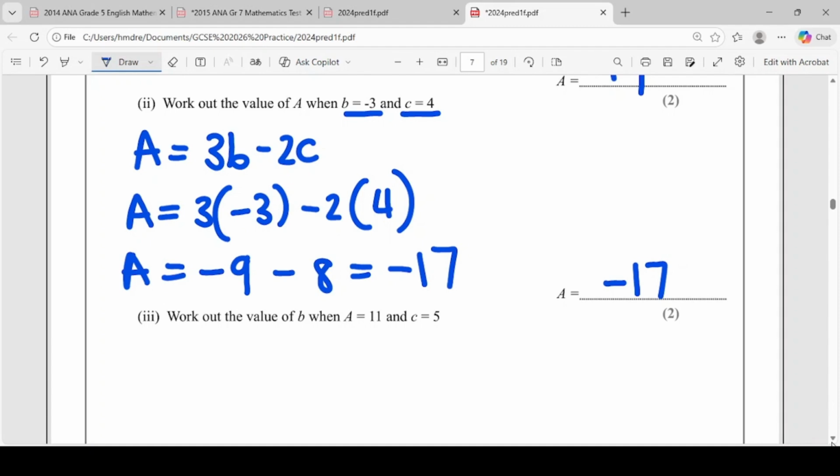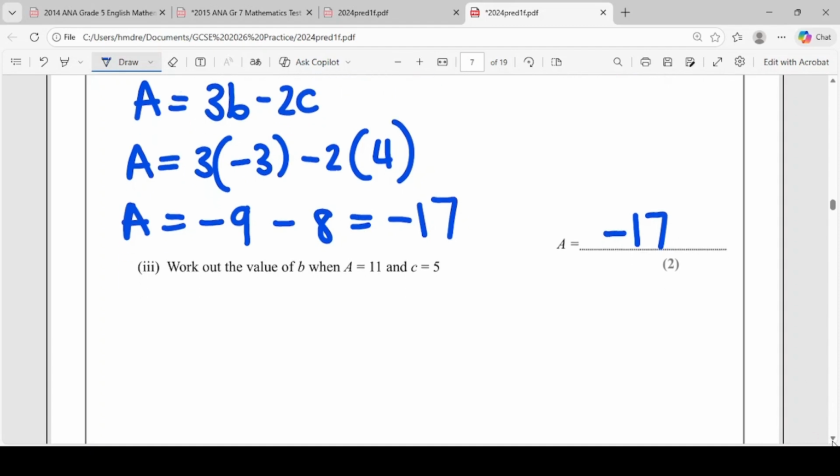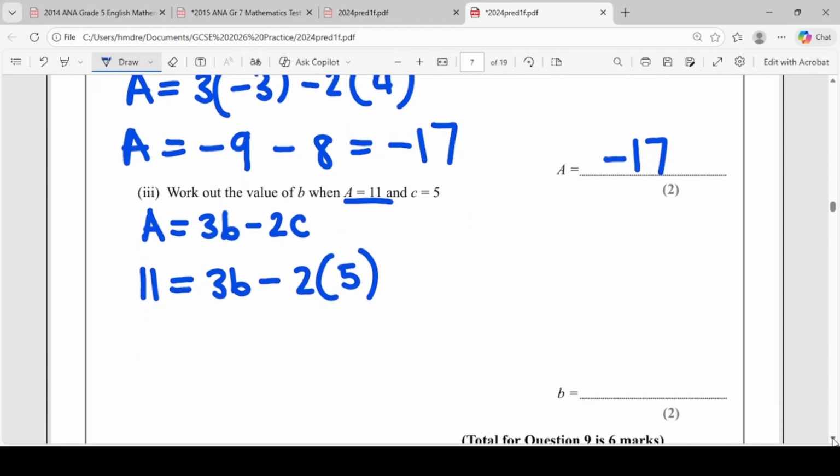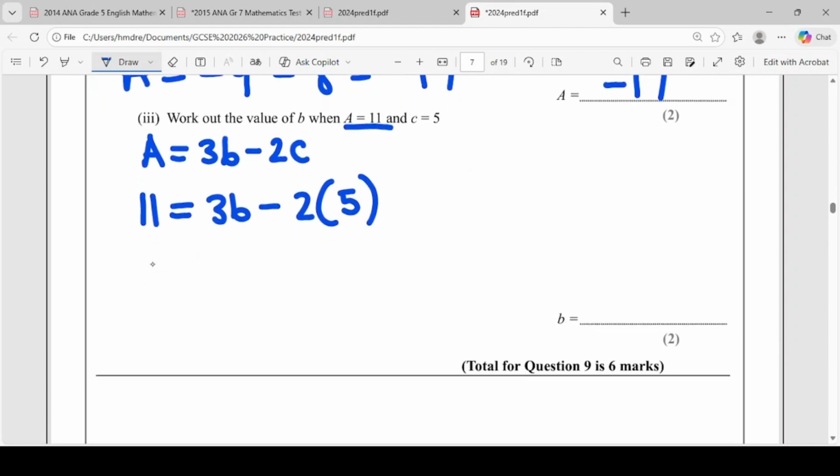And then the third part of this question is what they usually do, which is then they say, okay, let's see if you can work backwards. So we have this equation. And now they tell us the big A is 11. So we've got 11 on this side. And we need to solve for the small b. C is 5. Okay, so it's one step more, but we can still do it. We're just going to work out 11 is equal to 3b minus 2 times 5 is 10.